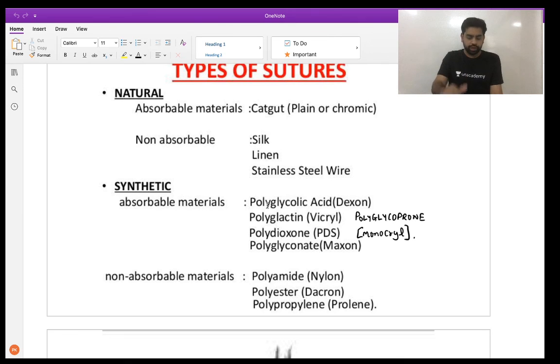Continuing with the sutures, very good, the answer is in fact hydrolysis. So what is this hydrolysis? Please understand. What is the advantage of hydrolysis? You remember that the tissue reaction was very less.